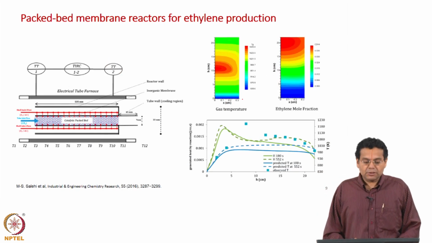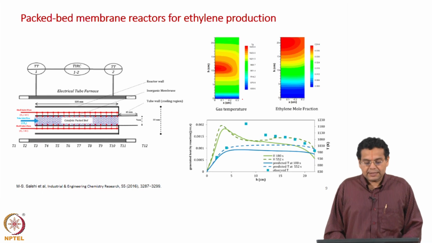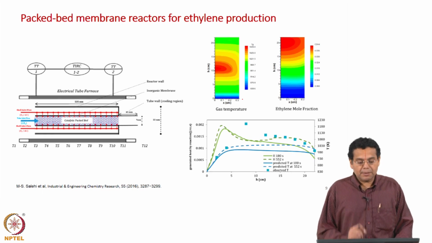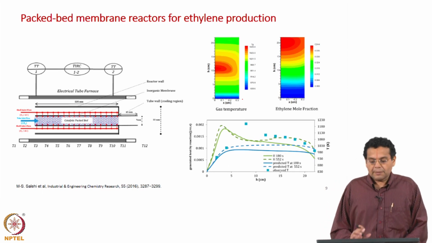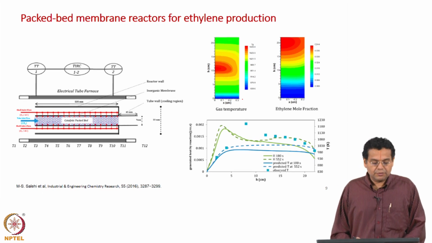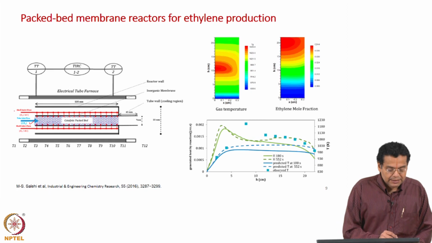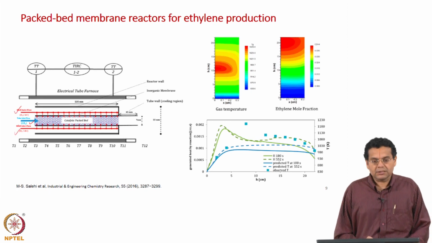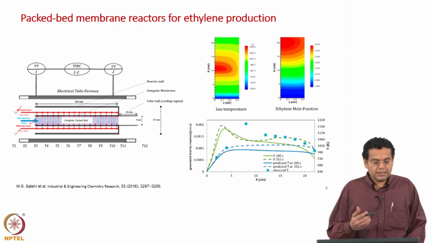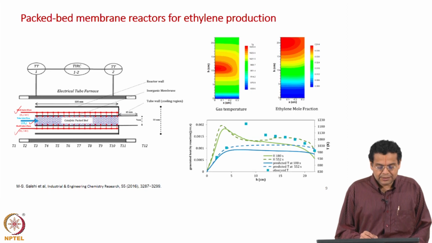The next example is also a packed bed reactor, but it is a packed bed membrane reactor. The application is for the production of ethylene from natural gas or methane. Methane is sent through the tube side, which is packed with a catalyst, and then through the shell side we send oxygen. Oxygen and methane react to give ethylene. Now, the shell side is closed here.